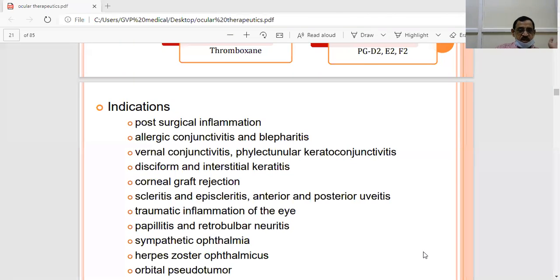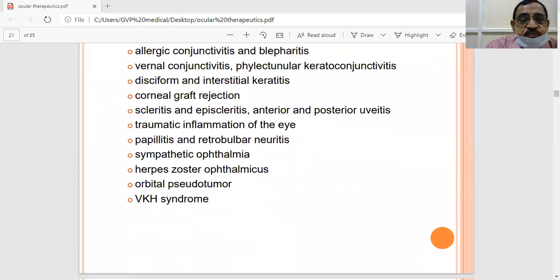And sympathetic ophthalmia: in case of perforating injuries of the eye, if the other eye gets sympathetic ophthalmitis, we start them on steroids, and that reduces the disease in the sympathizing eye. In herpes zoster ophthalmicus with keratitis, we can as well use steroids. And in orbital pseudotumors, to reduce the volume of the tumor, we use steroids.